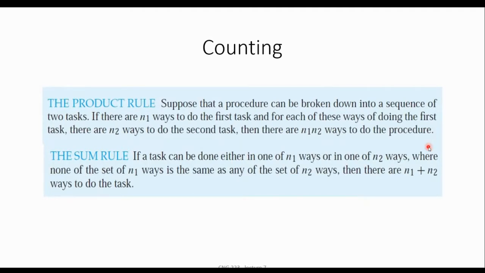The first two rules related to counting are called product and sum. They are very similar to conjunction and disjunction in logic. For example, for the product rule, suppose that a procedure can be broken down into a sequence of two tasks. If there are n1 ways to do the first task, and for each of these ways of doing the first task, it means that any way inside n1, there are n2 ways to do the second task, then there are n1 multiplied by n2 ways to do the procedure.